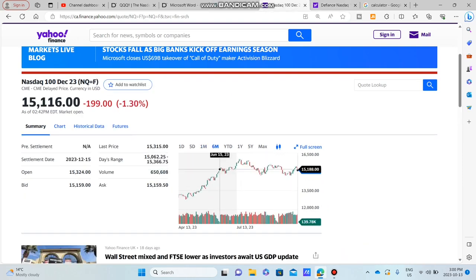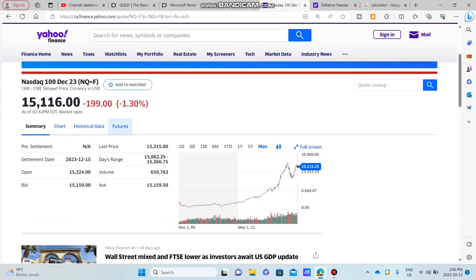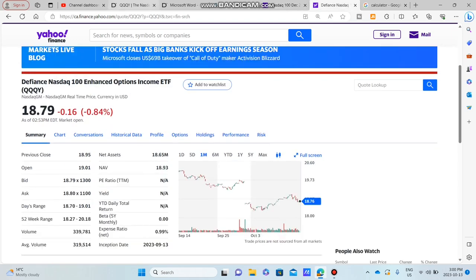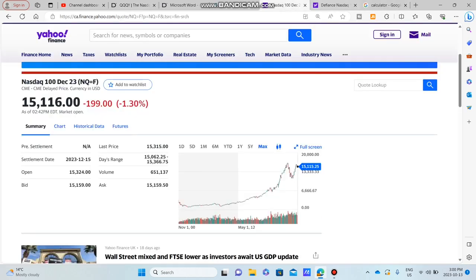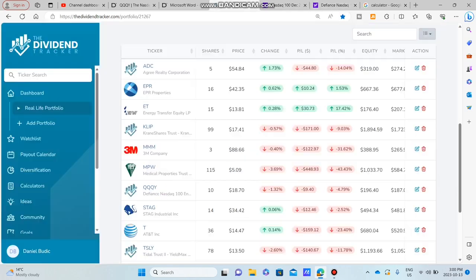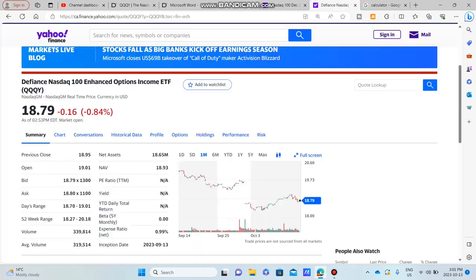You know what? I'm actually very excited for QQQY. The reason for that is that the Nasdaq 100, the underlying index that it tracks, writes options not monthly, not weekly, but daily, zero days to expiry, as you can see right here, zero DTE, by selling money puts. So I'm looking to upgrade my position on QQQY, maybe to about 25 shares the next time I create a video. The reason being, I love the underlying index.